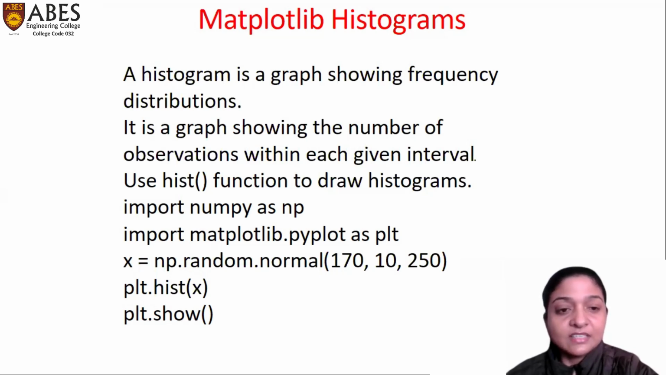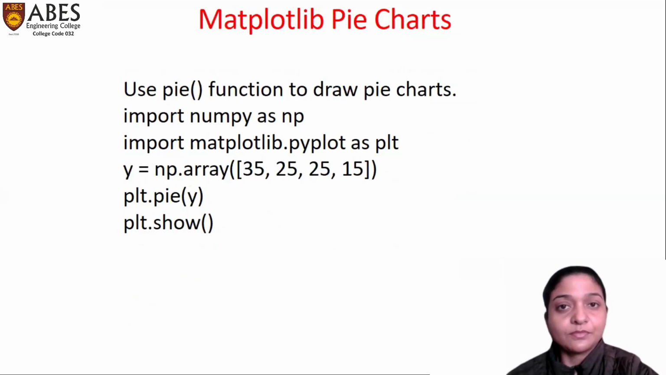Like in this case, x equals np.random.normal. np.random.normal means we will be using a normal distribution. 170 will be the mean, 10 will be the standard deviation, and 250 will be the number of values. plt.hist, and then the result will be shown by the show function.